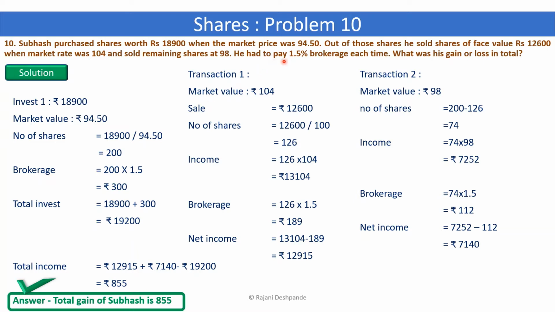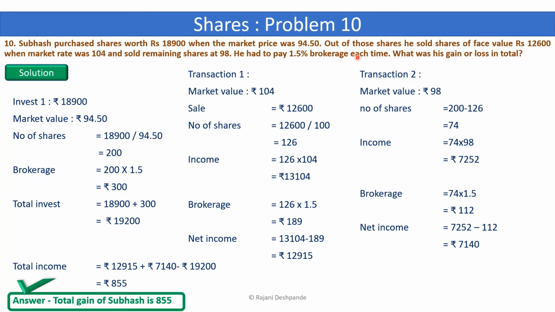He has to pay the brokerage of 1.5% each time. Suppose we take the face value of one share as 100, then 1.5% will be 1.5 rupees. So for 200 shares, he has to pay a brokerage of 200 into 1.5, 300 rupees. So he invested 18,900 for the shares and rupees 300 for the brokerage. So his total investment was 19,200.